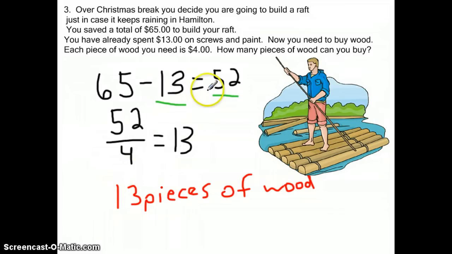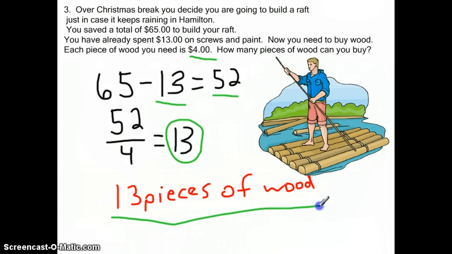Well, they said it's $4 for each piece of wood that you need. So what you need to do is take that $52 you're left over with and divide by 4 to get the total amount of pieces that you're allowed to buy. And you can actually afford to buy 13 pieces of wood. That's assuming we don't tax it.